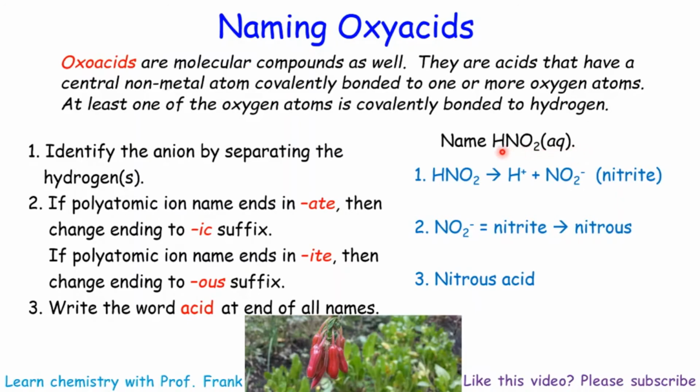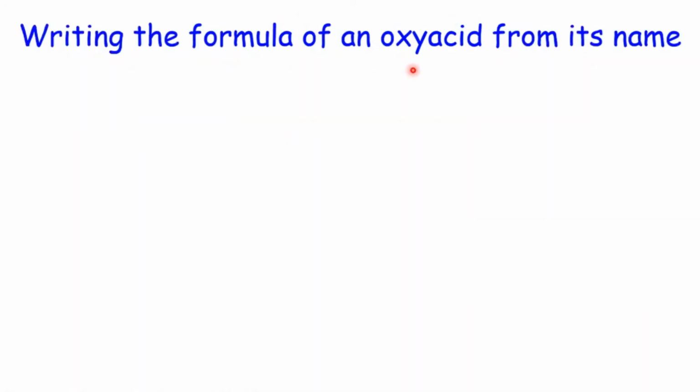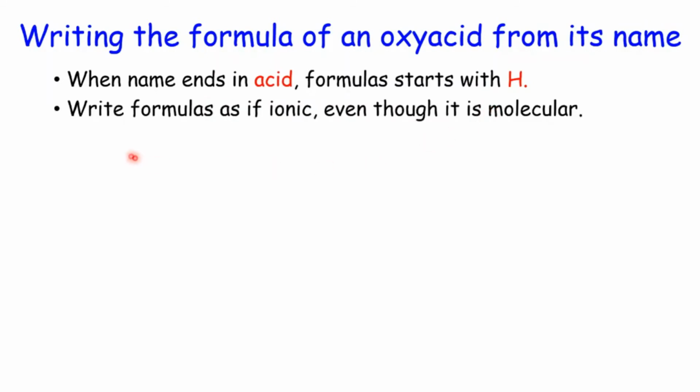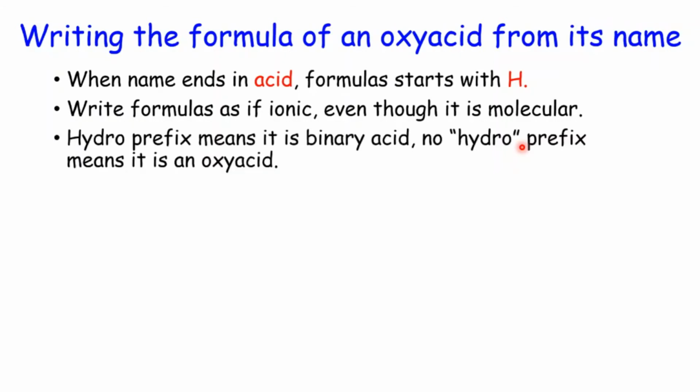So this is from formula to names. Now write the formula of an oxyacid from its name. When the name ends in acid, the formula should always start with H. Write formulas as if ionic, even though it is molecular, so they are not ionic compounds. Acids are not ionic compounds.